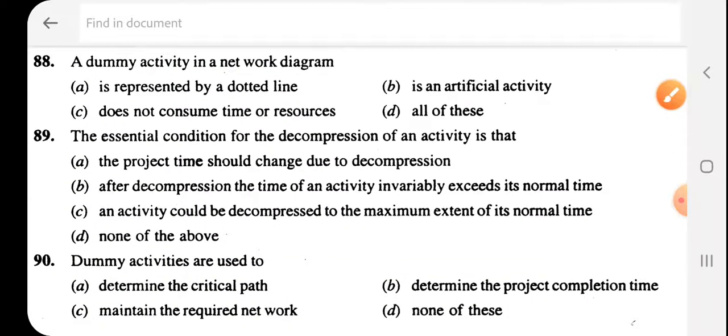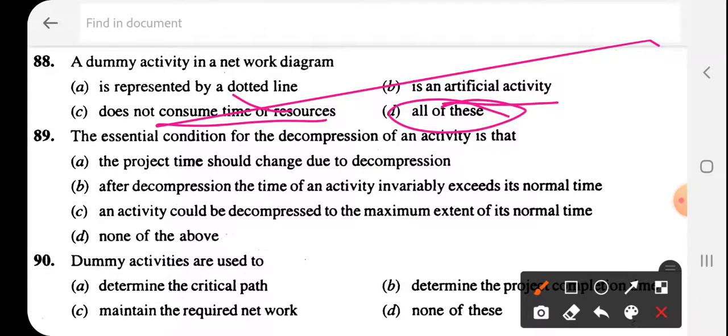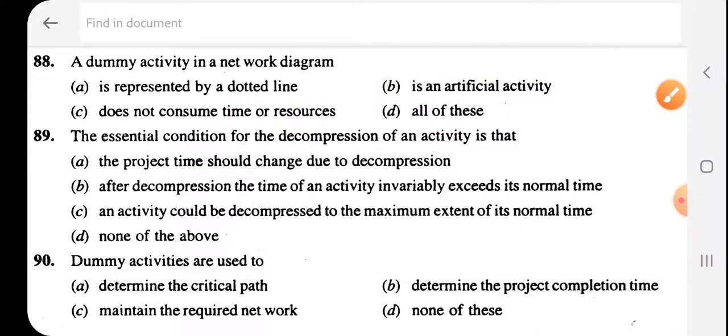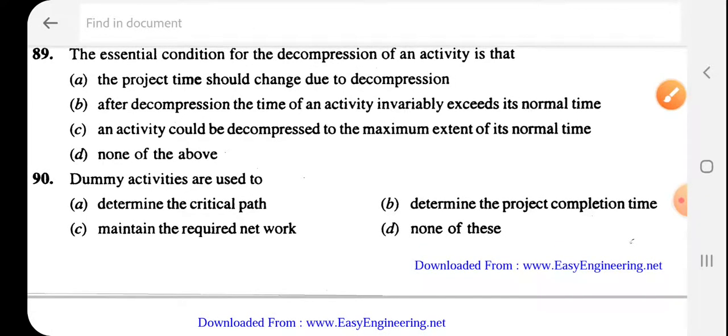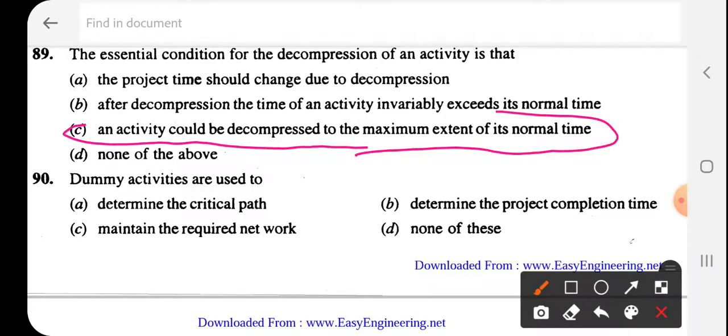Dummy activity in a network diagram, very very important. 88 is D. So it represents a dotted line. It is an artificial activity. It does not consume the time of resources. So D is the correct statement. The essential condition for the decompression of an activity is that, that is C, the correct one. An activity could be decompressed to a maximum extent of a normal time.